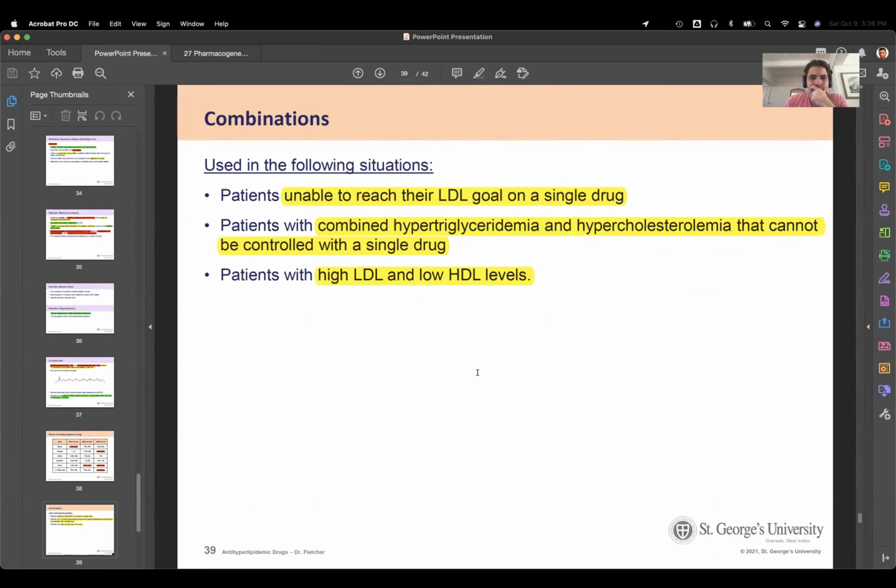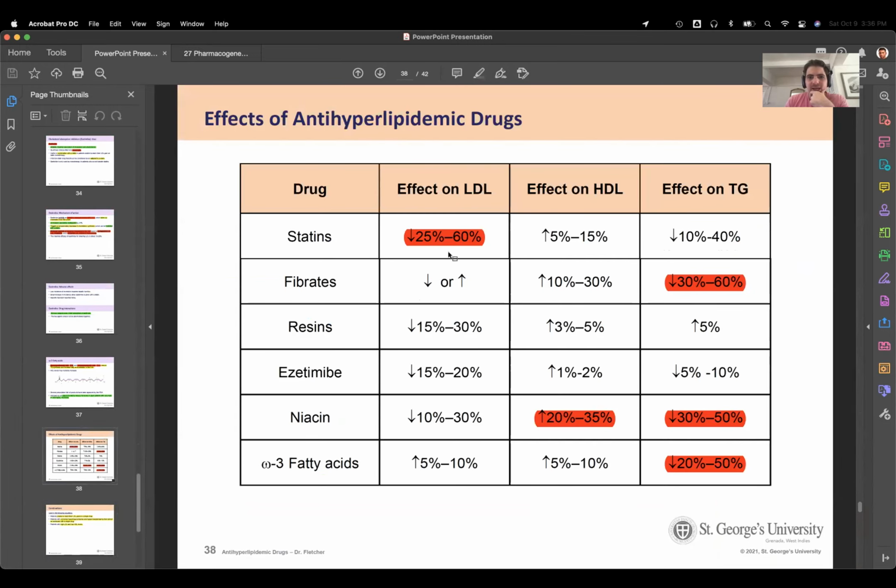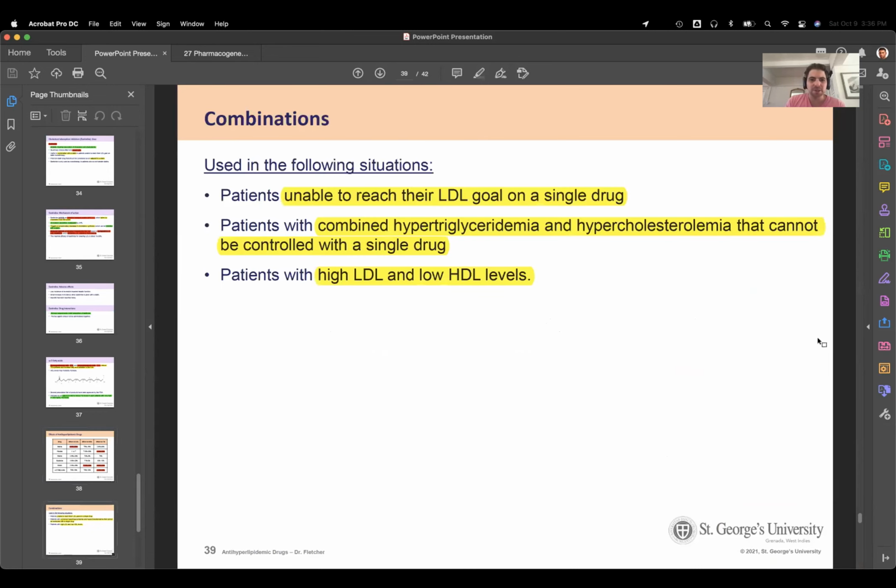Yeah, but yeah, so see what I have highlighted here? Statins work primarily on LDL. Fibrates are gonna work mostly on triglycerides. Niacin is gonna help with increasing your HDL and decreasing your triglycerides, okay? So these are kind of things that are important to know.